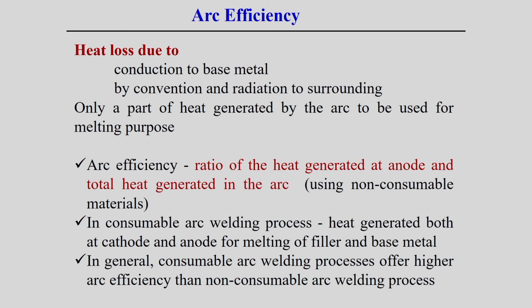But when you try to estimate the efficiency, we have to account for the losses that normally happen during this process. In the consumable arc welding process, heat generated from both the cathode as well as the anode, for melting of the filler and the base material, has to be accounted for to estimate the arc efficiency. In general, the consumable arc welding process offers higher arc efficiency than the non-consumable arc welding process, because in the non-consumable electrode process there is only heating of the workpiece and then melting, but in the consumable electrode process the melting happens from both sides; that means both anode and cathode get melting.